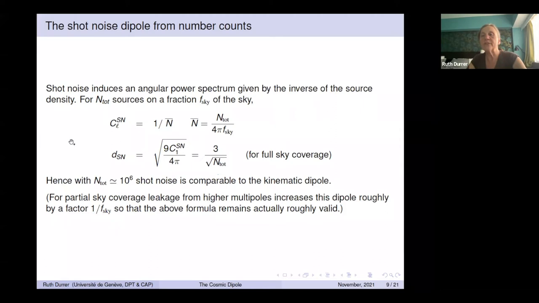So actually, if the sky coverage is partial, you get leakage from higher multipoles into the dipole, so that if you make a naive analysis, your dipole actually still remains roughly 3 over square root N-total. We have tested that and have found that there is this leakage, which makes it more or less always this.